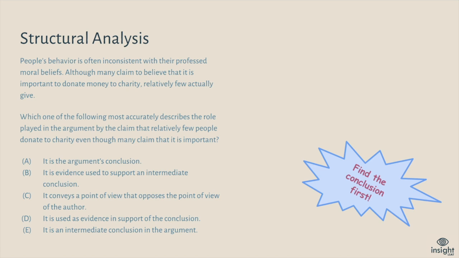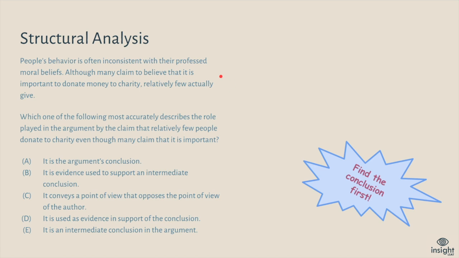So maybe we'll try the so test. People's behavior is often inconsistent with their professed moral beliefs. So, although many claim to believe that it is important to donate money to charity, relatively few actually give. Not so sure. It didn't pop out so immediately to me, probably because this second bit is so long it's hard to hear it, and it's got this although phrase. The so test wasn't super helpful there. How about we think about what this argument is trying to prove to you or convince you of? It's trying to convince you of something in here, and the rest of it's going to be support that makes that argument more convincing.